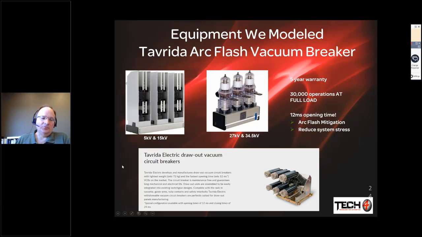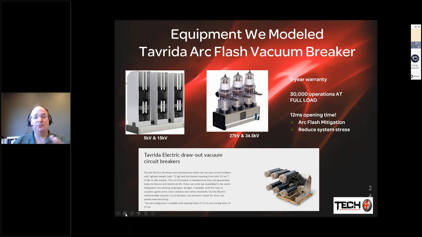In addition to standard 3-cycle breakers, we modeled the Tavrida arc flash circuit breakers. At 5 and 15 kV, the clearing time of this breaker is only 12 milliseconds. So to be clear, the Tavrida breaker is 4 times faster in terms of opening time than the next fastest breaker on the market. In addition, it has a longer warranty. It has 30,000 operations at full load. So it has many more mechanical and electrical operations than any other medium voltage breaker on the market. And of course, it dramatically reduces system stress, as well as its arc flash mitigation capabilities.